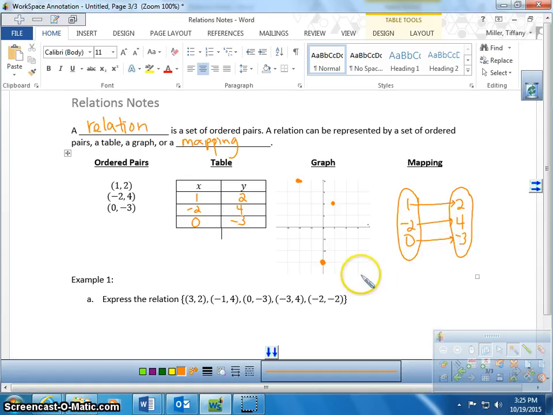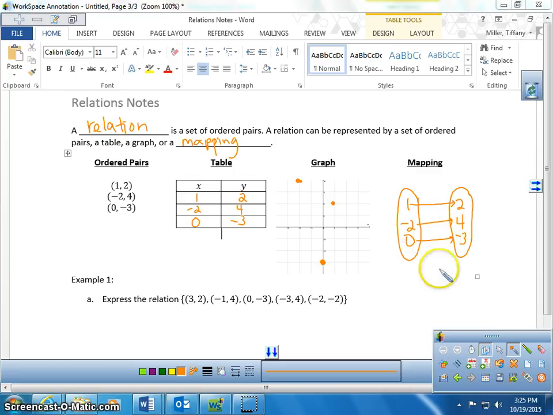Let's say we had a fourth point, 0, 4. If we did, we would draw an arrow from 0 also to 4. And that's okay. We can have two arrows coming from each point of the x. However, we don't have that other point, so on your paper, you should only have it look like this.